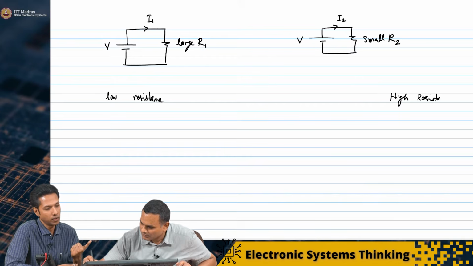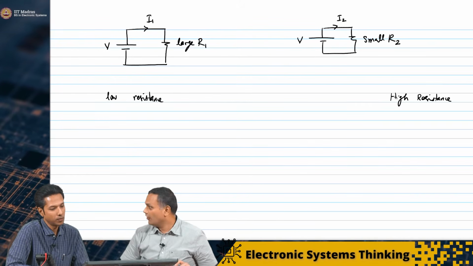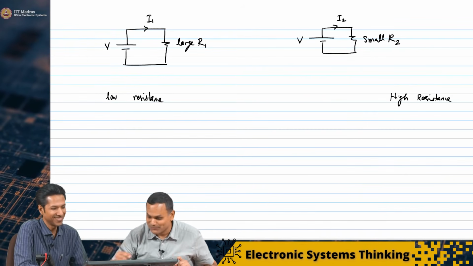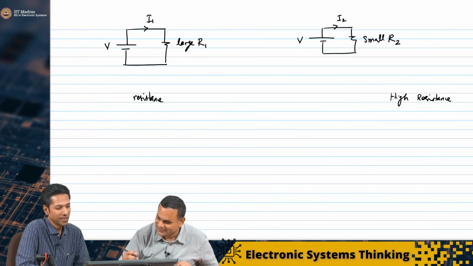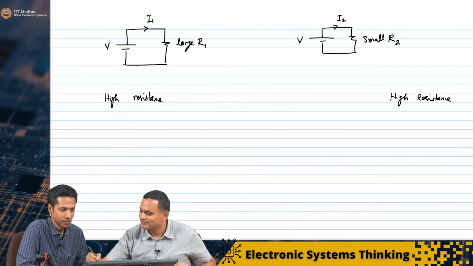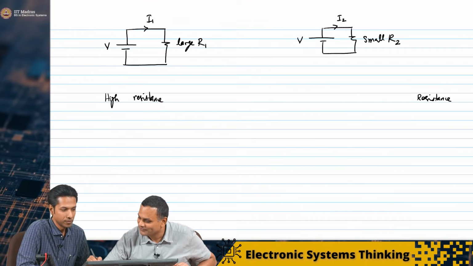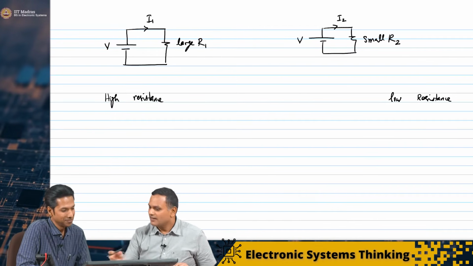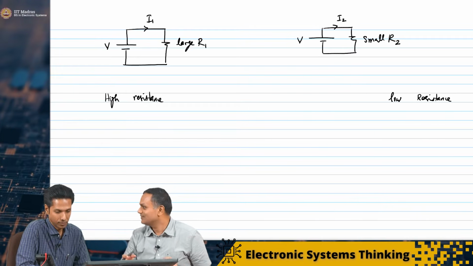Or the other way. Or I can do, oh yeah, it's better. Because I'm using large R1 here, I'll change it. That is the right way. Low resistance. Let's start with this.